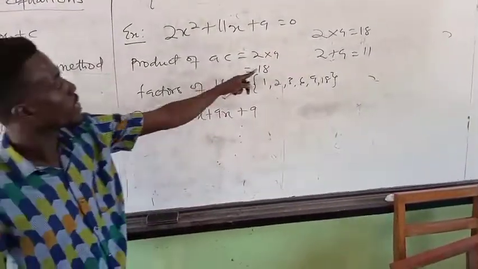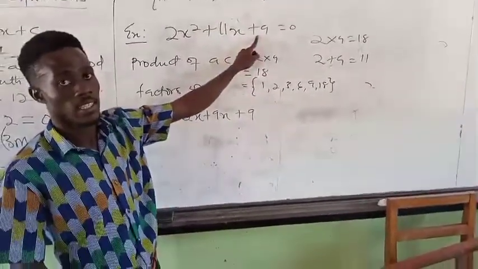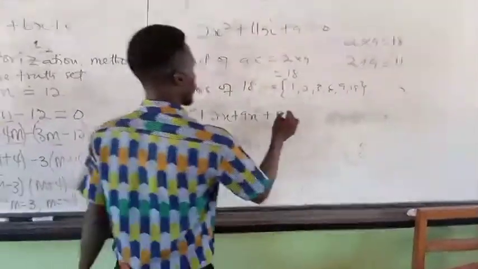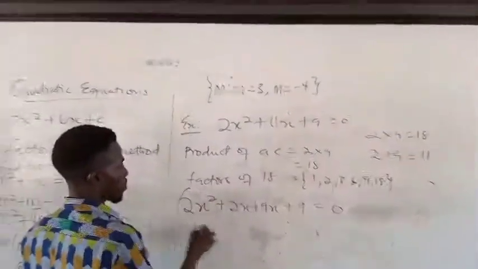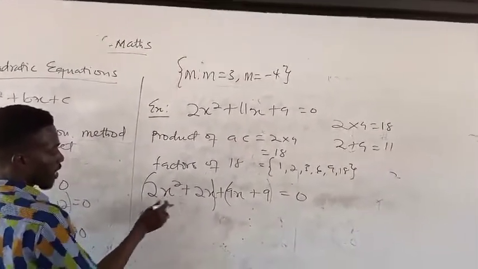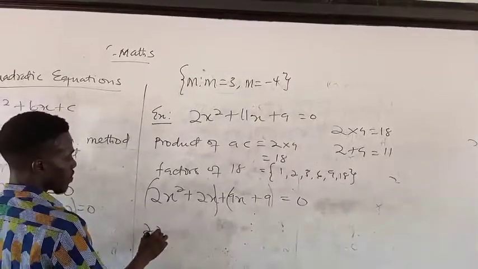Make sure you don't put 18 here. No, we still work with this. Still work with the first 9. Don't put 18 there. Equals 0. So you group it this way. What do we have? Factor. The common factor here is 2. In terms of numbers, it is 2. In terms of variables, it is x.